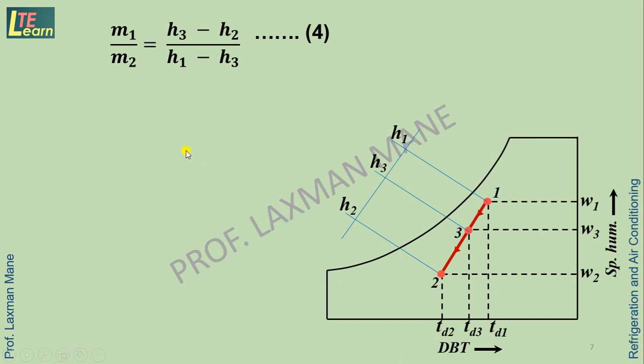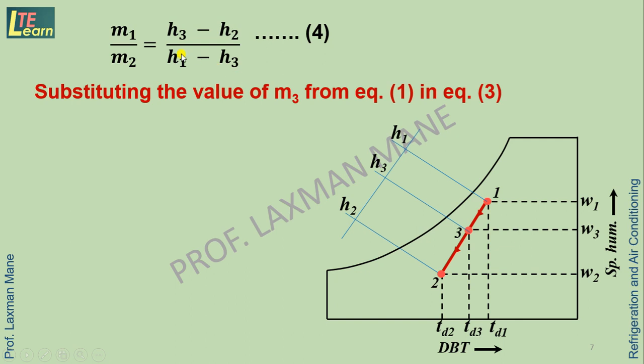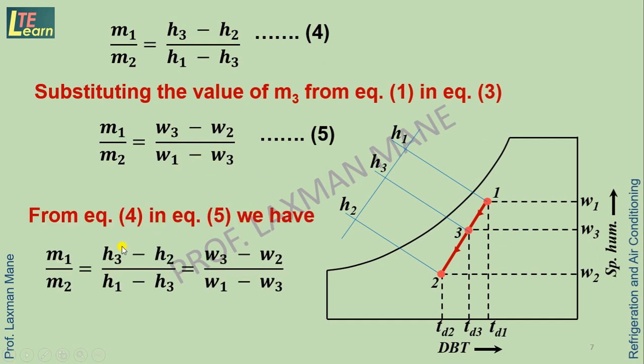So here the ratio we find: M1 upon M2 is equal to H3 minus H2 divided by H1 minus H3. So this is a ratio as far as enthalpies are concerned. We can get this ratio by putting the value of M3 in equation 3, meaning in the form of specific humidities: M1 upon M2 is equal to W3 minus W2 divided by W1 minus W3. Also we can have this ratio in the form of temperatures: M1 upon M2 is equal to TD3 minus TD2 divided by TD1 minus TD3.